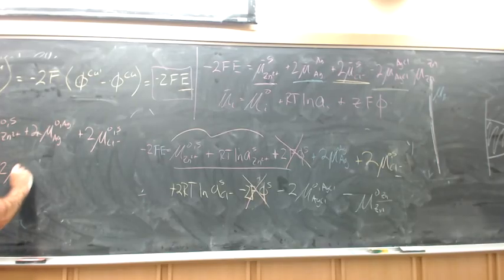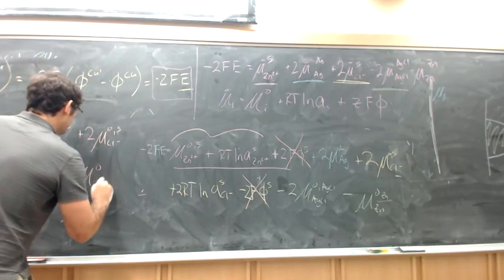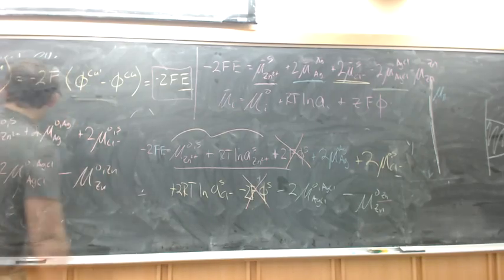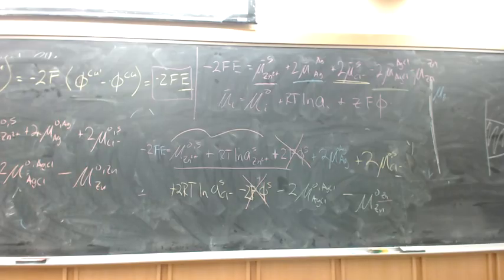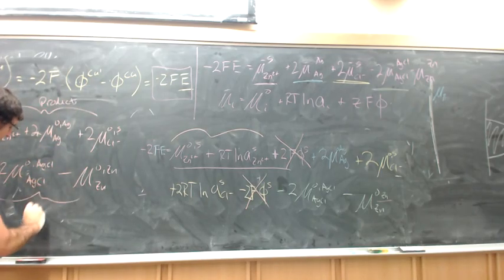equals minus 2 mu naught AgCl, and minus the last term, which is mu naught zinc in zinc. Okay, so you could have done this on your own, right? Delta G equals products minus reactants.